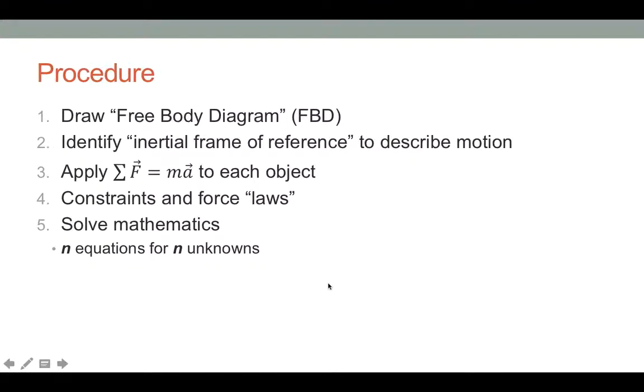We're going to follow the same procedure we've done before by drawing a free body diagram, picking a frame of reference, applying F equals ma, looking at things that constrain the motion of the objects, and eventually setting up a set of n equations for n unknowns and then doing the math.